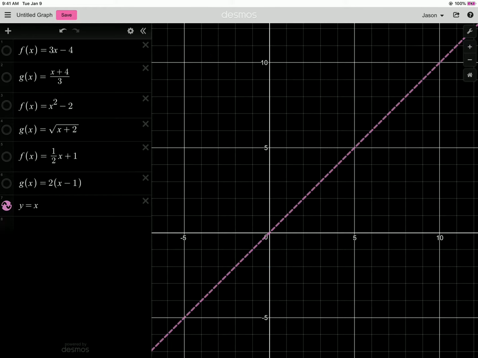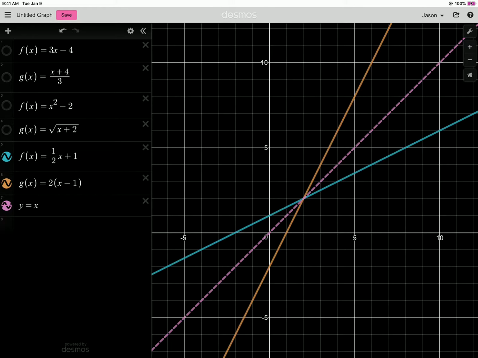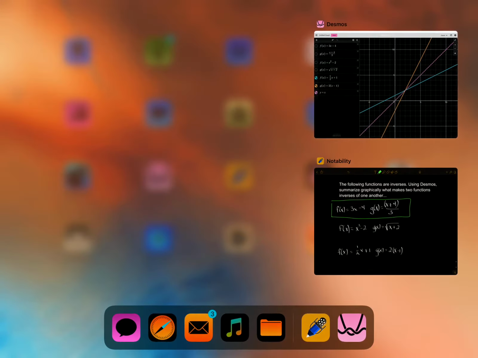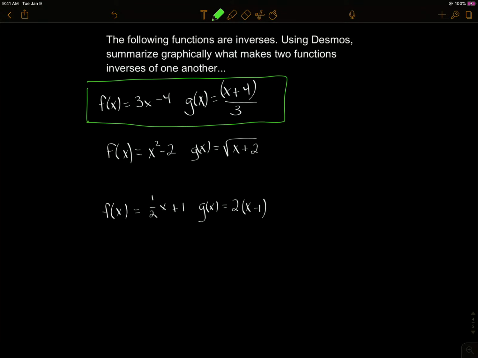Lastly, the other two functions that are inverses of each other are lines again, and you can see they're reflections over the line y equals x. So what does it mean graphically to make two functions inverses of one another? They are reflections over the line y equals x.